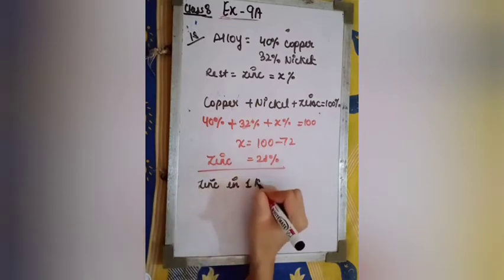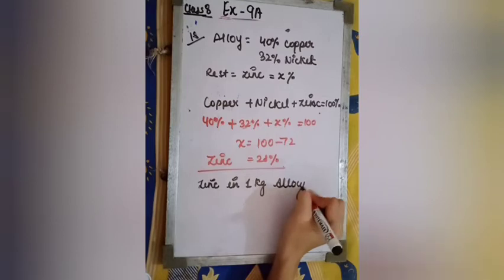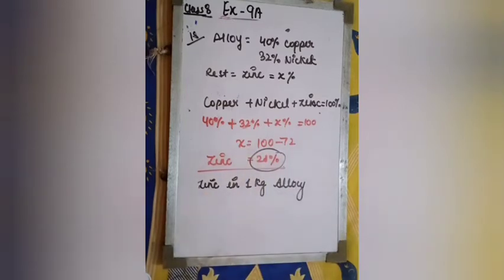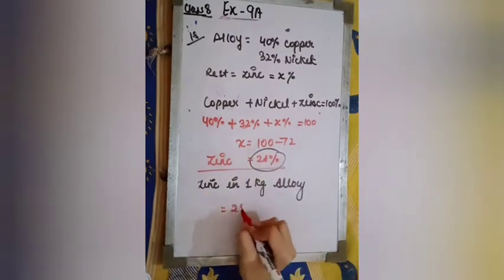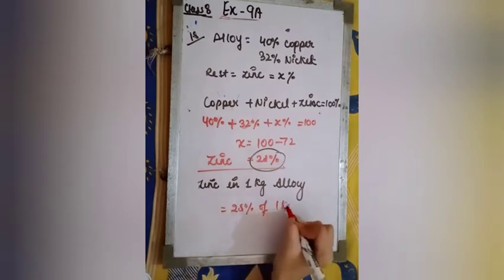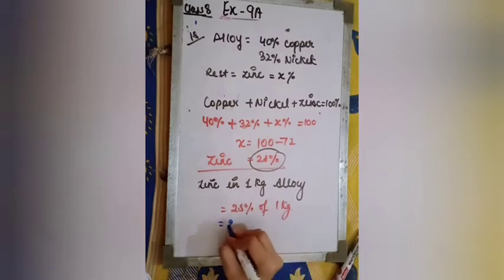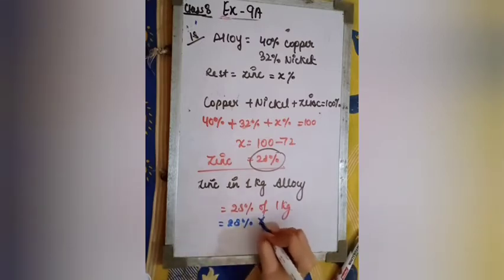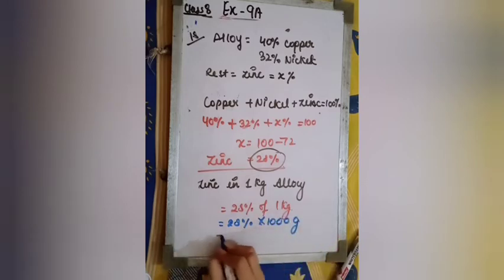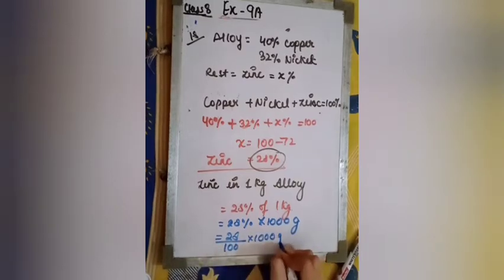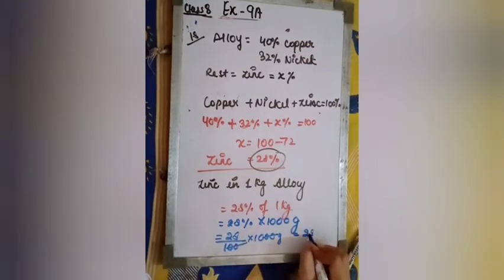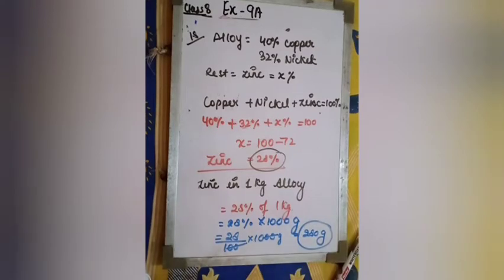Now we have to find the zinc in 1 kg alloy. How much it is? It is 28%. So we have to find 28% of 1 kg. Now you cannot solve this easily in 1 kg. So we can write it as of 1000 grams. Now solve it. So it will be 280 grams, right? Now move on to the question number 19.